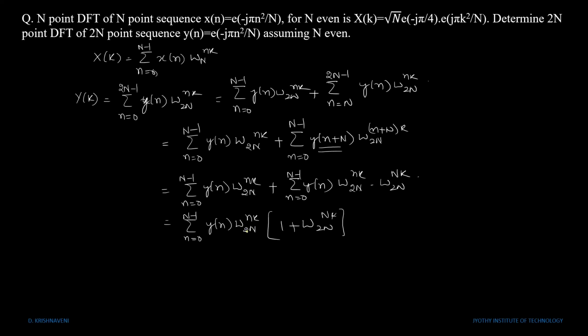So here W 2N to the power of nk can be written as W N to the power of nk by 2. Similarly here this N cancels and this term is W 2 to the power of k. So we get summation n is equal to 0 to N minus 1 y of n W N to the power of nk by 2 is equivalent to X of k by 2. Why? Because y of n and x of n are equal and summation n is equal to 0 to N minus 1, that is N-point DFT. The W N to the power of nk by 2, it is N-point DFT only by comparing with the first expression, but instead of k, here k by 2 is there. So instead of X of k, we will get X of k by 2 and into 1 plus W 2 to the power of k.